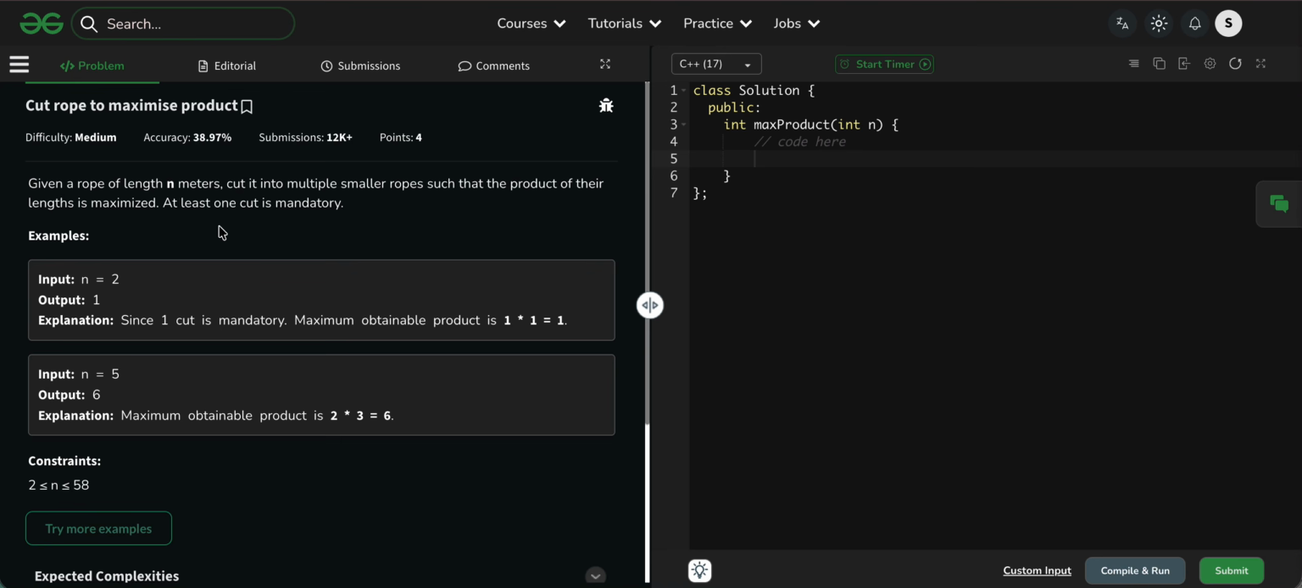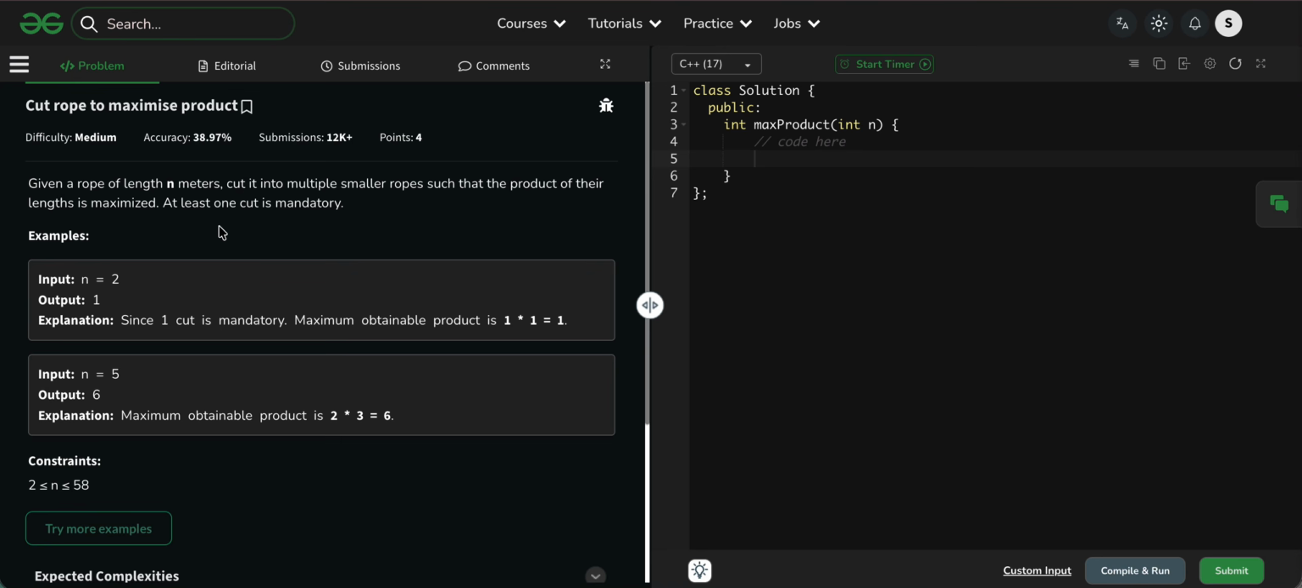The problem says we have n meters of rope and we cut it into multiple smaller ropes such that the product of their lengths is maximized. At least one cut is mandatory, meaning we have to make at least one cut. That's what the problem says. Now let's analyze what we have to do.